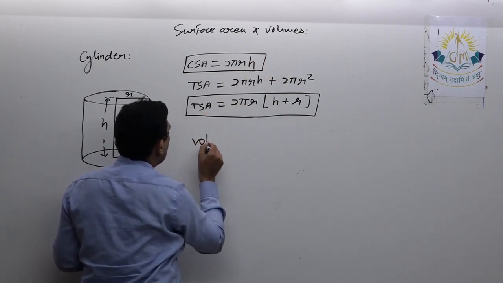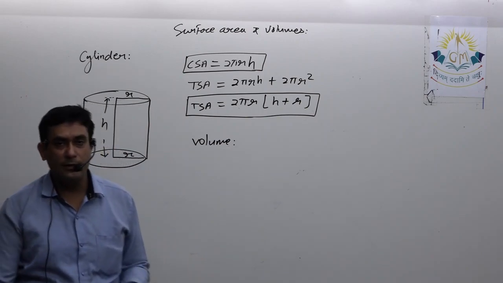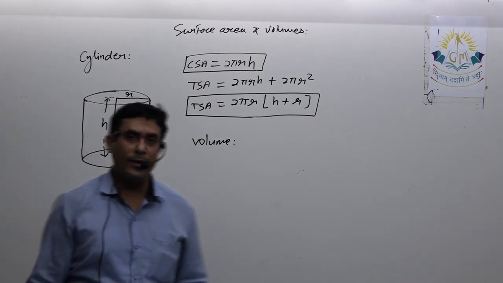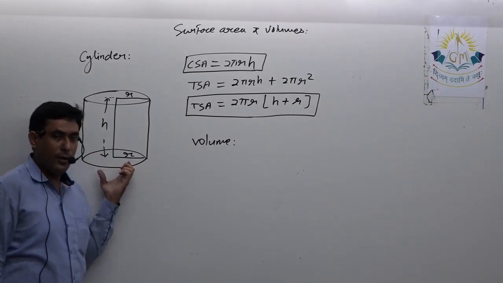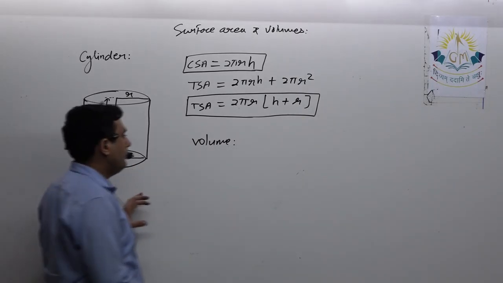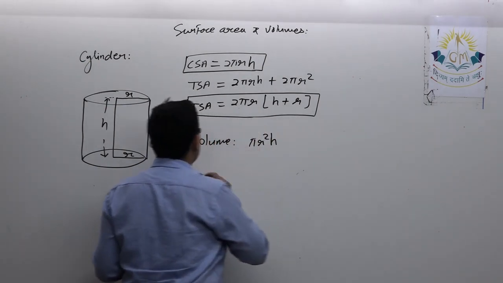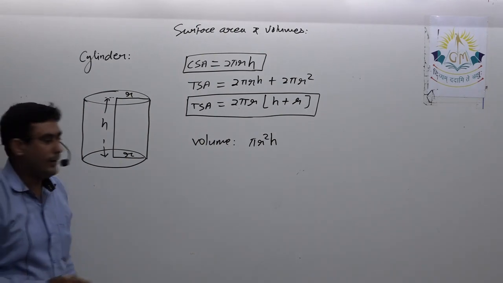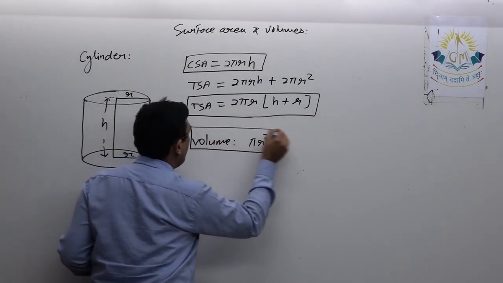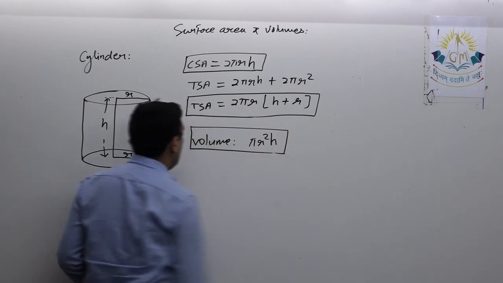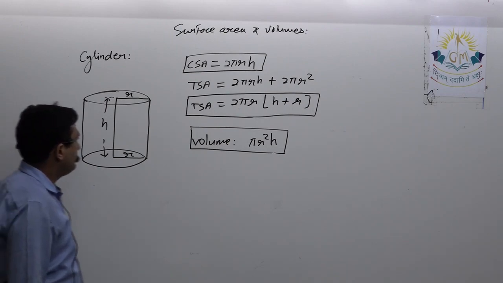Now after this, volume. See, as I told you, volume in general is the area of base multiplied by height. So here area of base is pi r square because it is circular. So pi r square, and height is h. So volume is pi r square h. Volume of a cylinder is pi r square h. Okay, so that is the volume of cylinder.